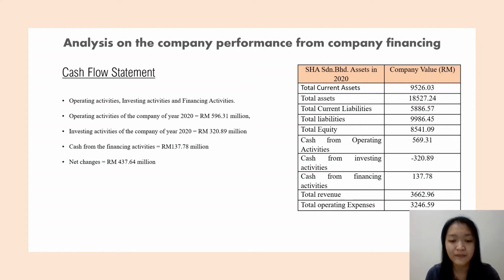and financing activities. In year 2020, the cash from operating activities of the company is 596.31 million, which is the highest among the past 4 years. Next, the company has lost 320.89 million in investing activities, which is a huge contrast from the previous year where the company earned 375.08 million. Furthermore, the cash from the financing activities is 137.78 million. By summarizing cash inflows and outflows from these three types of activities for a 1 year period, we obtain the net change, which is 437.64 million in cash flow position of the company.